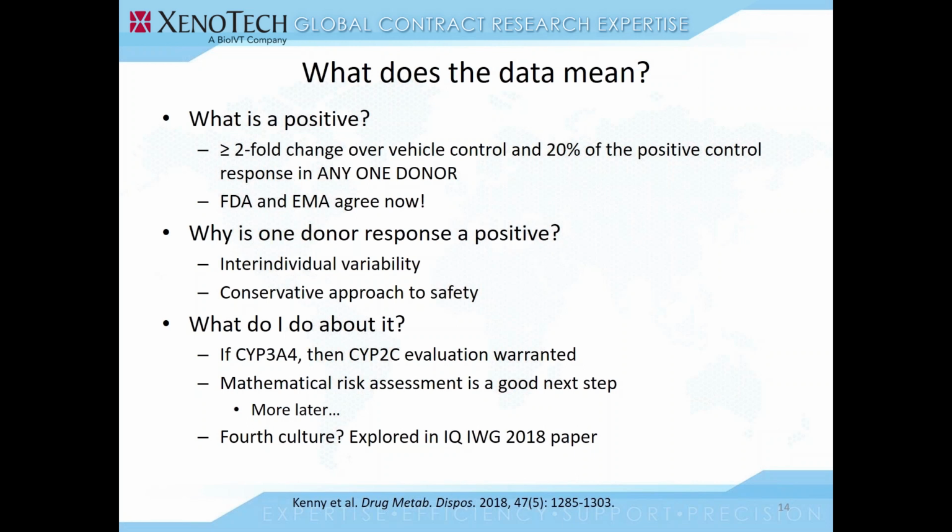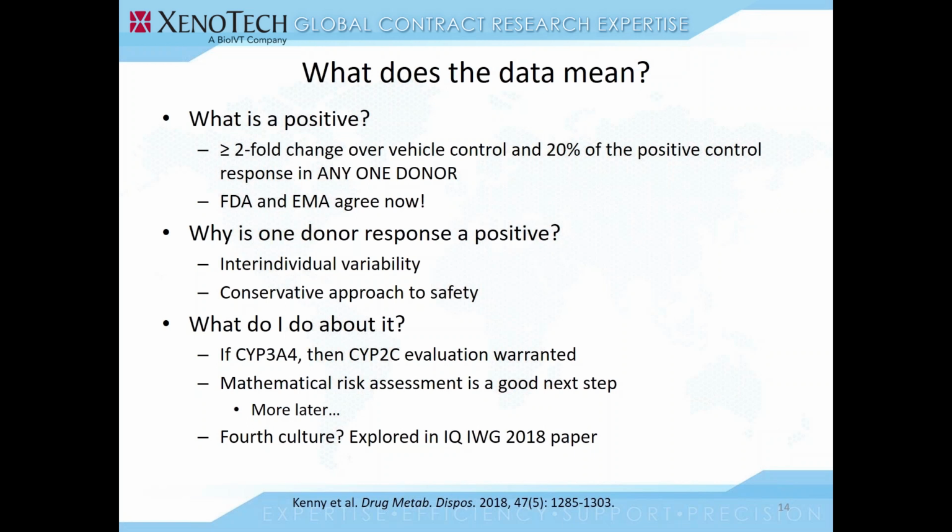We'll talk a lot about that in just a few minutes. There is a very nice IQ induction working group paper that came out in 2018 that talks about statistical power basically in this context and recommends doing a fourth culture to try to say, well, it's only 1 out of 4, so it's not as problematic as it appears. The arguments are very, very good. It's worth reading if you have the time.